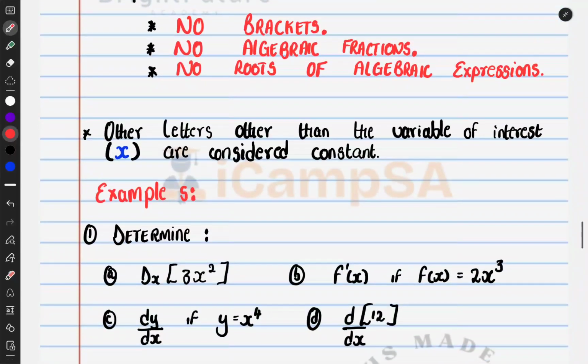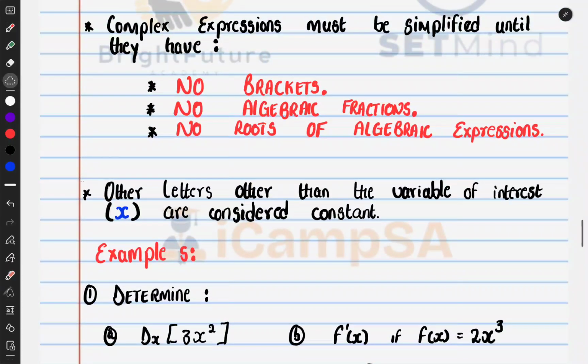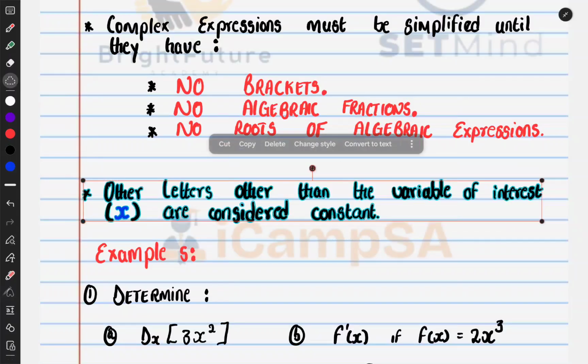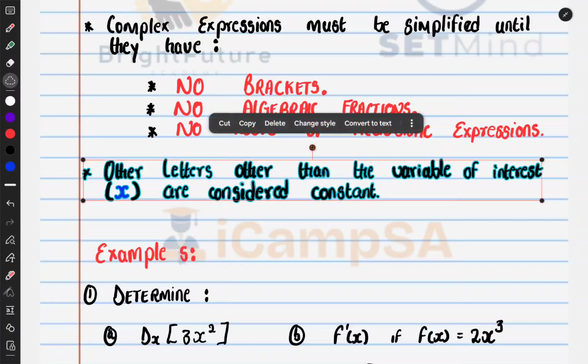Another important thing to note: if in your expression you have multiple variables, maybe mx squared plus px plus 5, and you are asked to differentiate that expression, also find the derivative of that function with respect to x, the m and the p are treated as what? As constants.